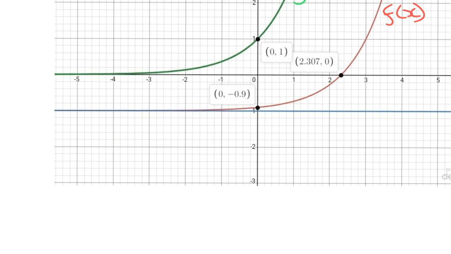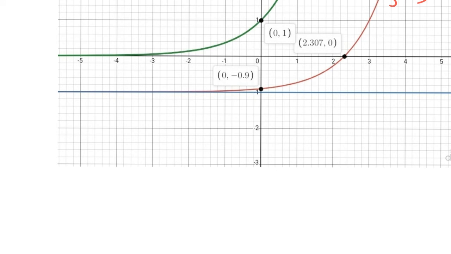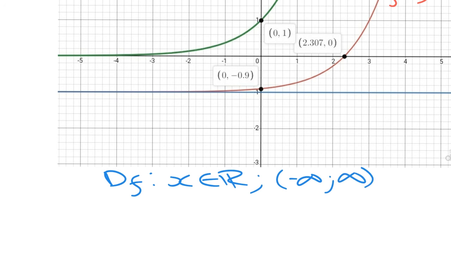Now the question went on further to say we must find the domain and range of these functions. So domain refers to the x values that we use. Now if you take a look at the red function, it's defined for all the x values. Therefore x is an element of the real numbers, or you can write it as from -infinity to infinity.